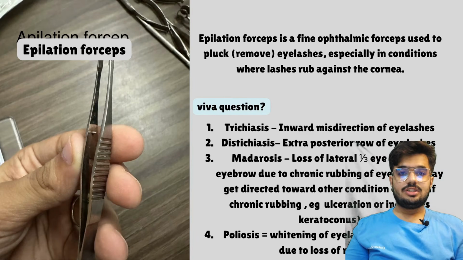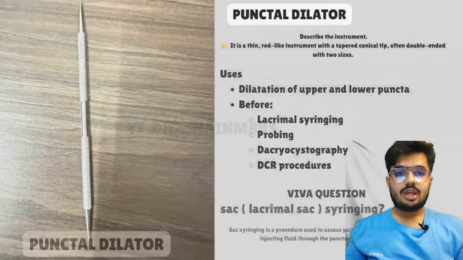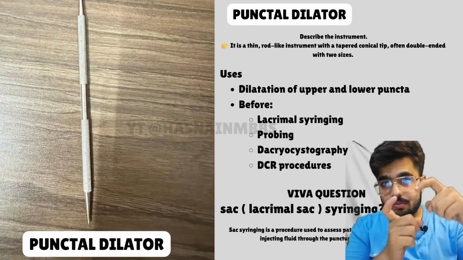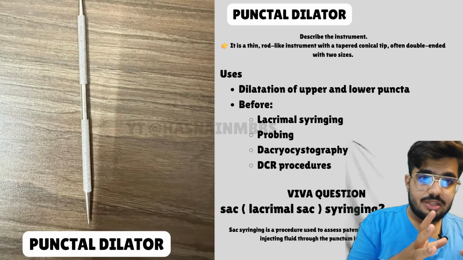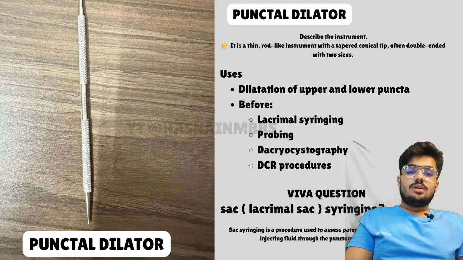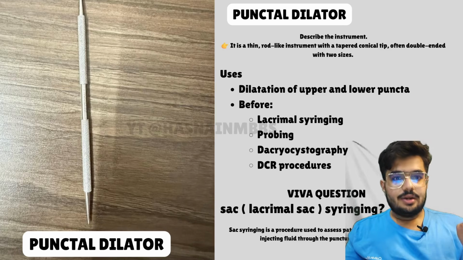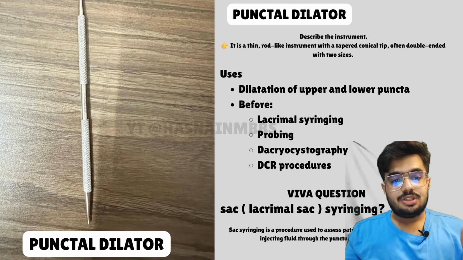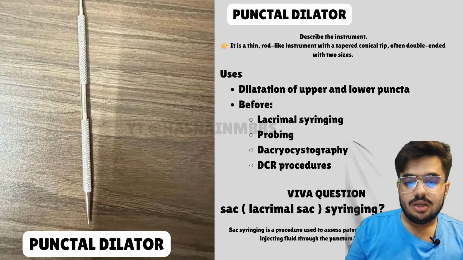Let's go. Epilation forceps is done. Now we will be talking about the punctal dilator. As you know, we have upper and lower puncta in our lacrimal drainage system, so we use the punctal dilator to dilate the puncta so we can insert the syringe in a procedure like lacrimal syringing.